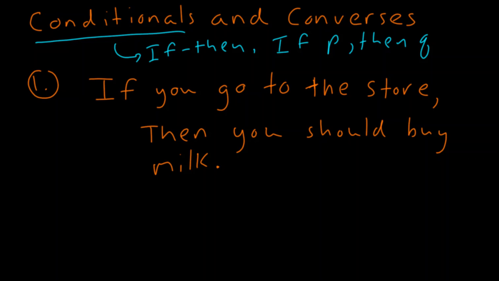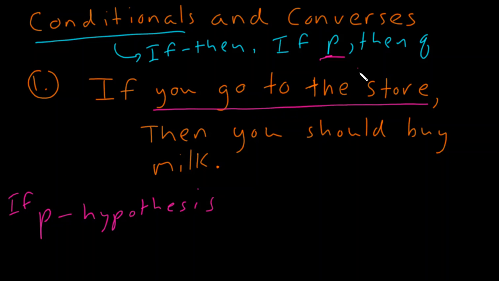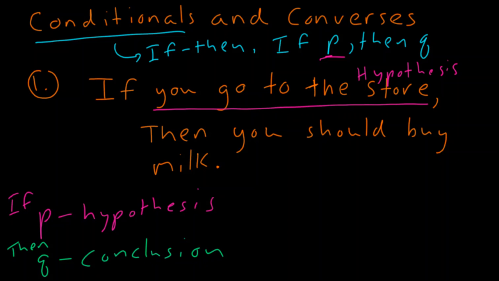Now, we come down here in purple. And what does P mean? Well, P is the letter that we use to represent our hypothesis. And you'll notice that the P always follows the word if. So if you go to the store, well, this must be our hypothesis, our P statement. And what about Q? Well, what do we know about Q? It always follows the word then, and that's what we call our conclusion. In this case, then you should buy milk, of course, is our conclusion.